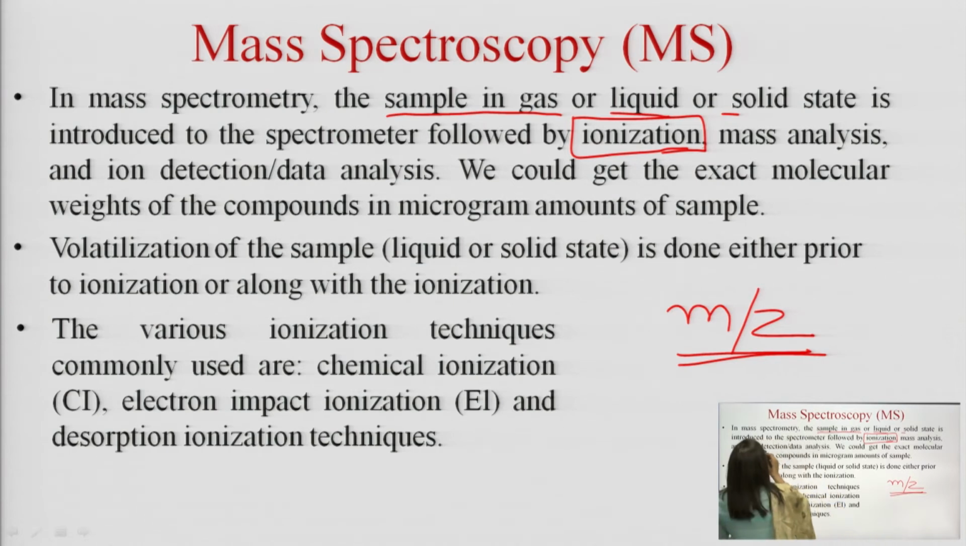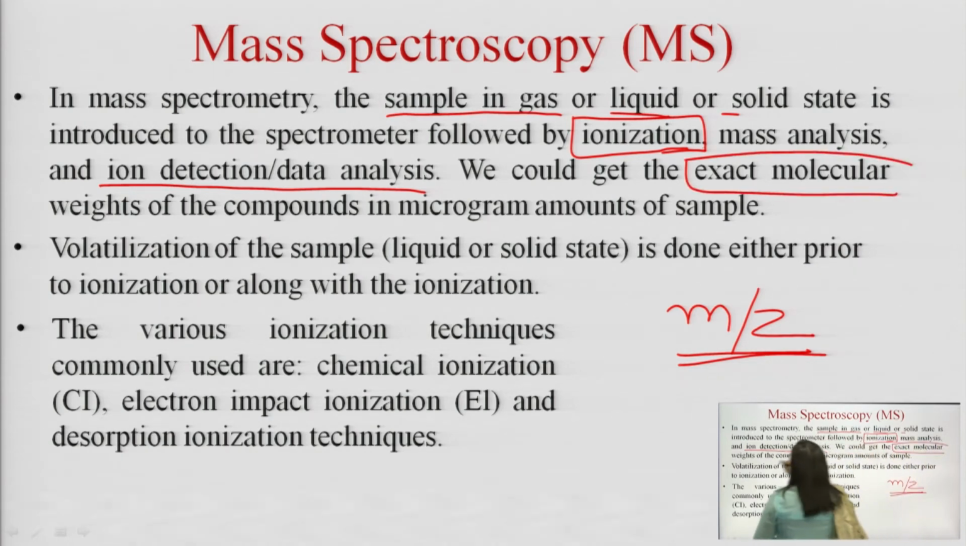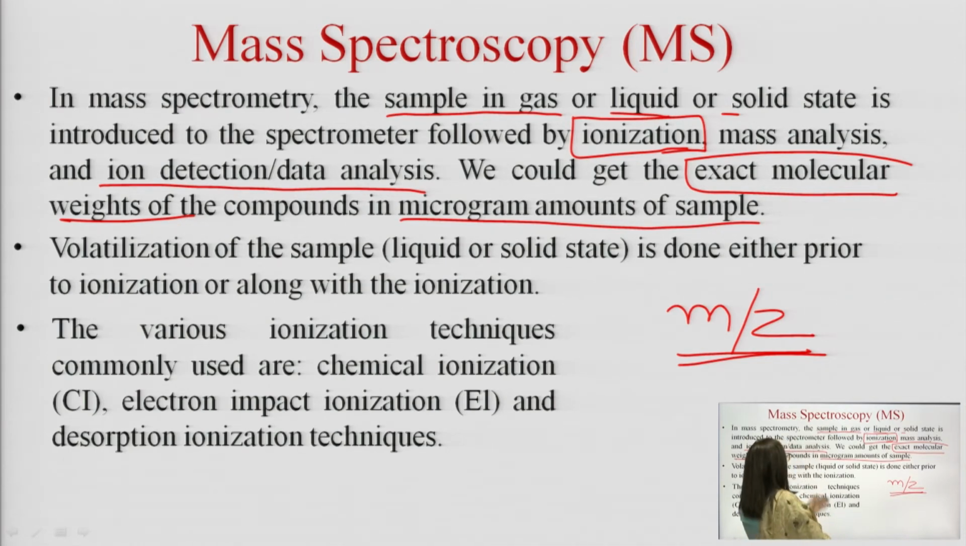So, here the ion detection or data analysis takes place. We could get the exact molecular weights of the compounds in microgram amounts of the sample as well. Even in forensic labs, if the toxicity analysis of a certain substance is to be done and the derived isolate comes at a very small microgram level, we are capable of deducing the chemical structure of that isolate.